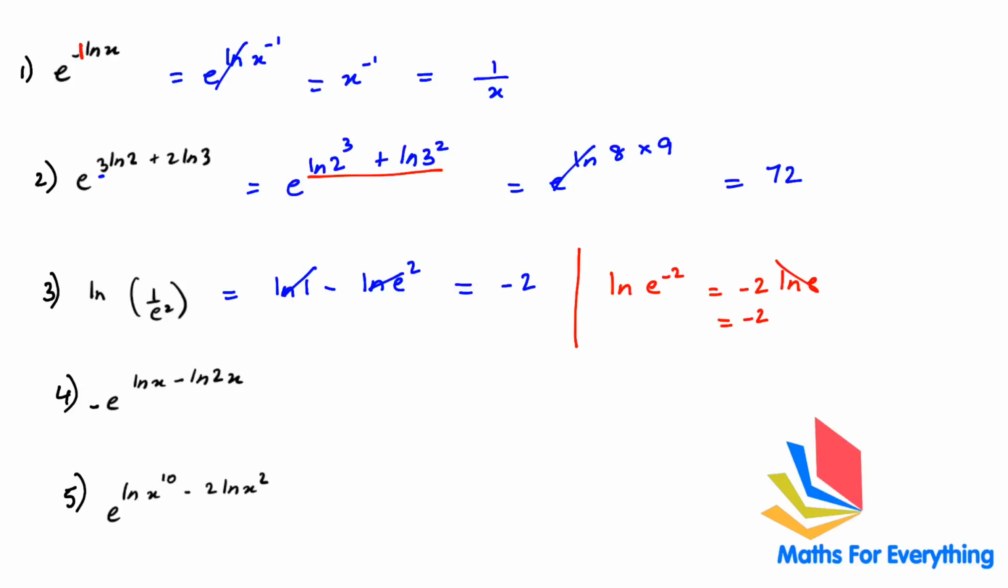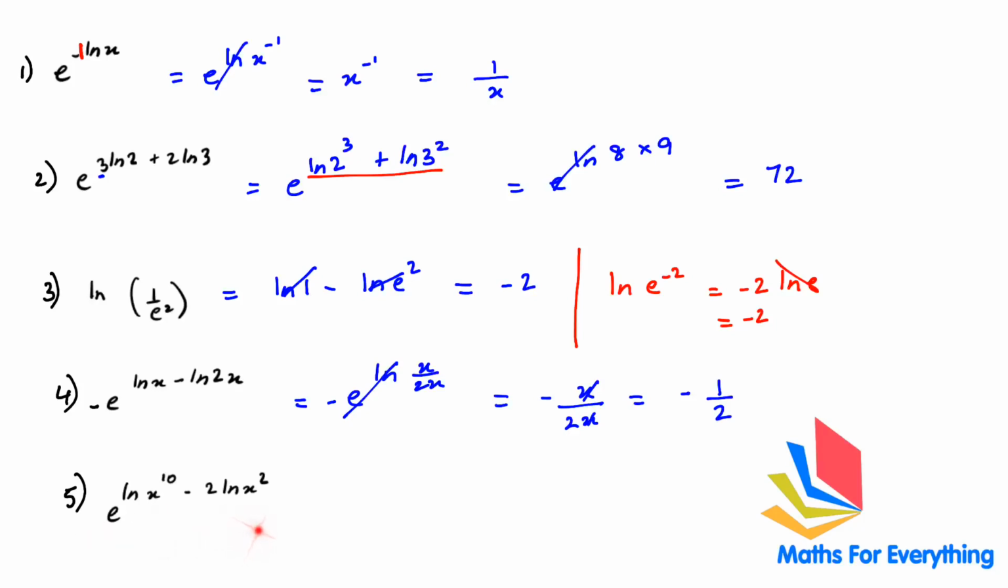Next question. You have ln x minus ln 2x as the power of e. Minus means what? We subtract, right? So x divided by 2x. The e and ln will get cancelled and you are left with x over 2x. The x will get cancelled and we will have 1 over 2.